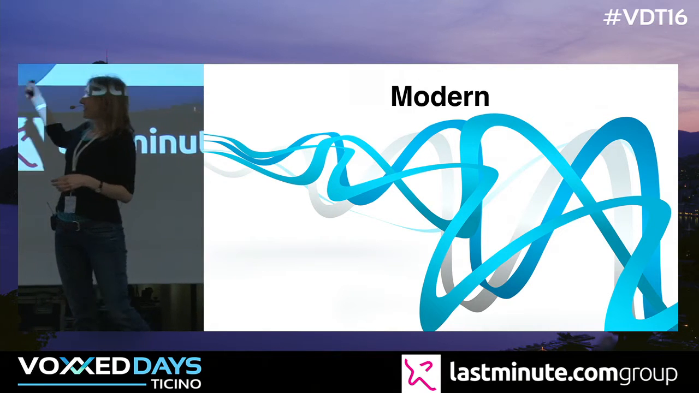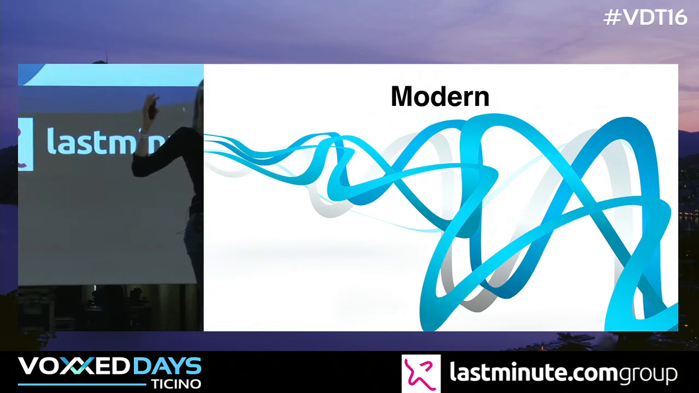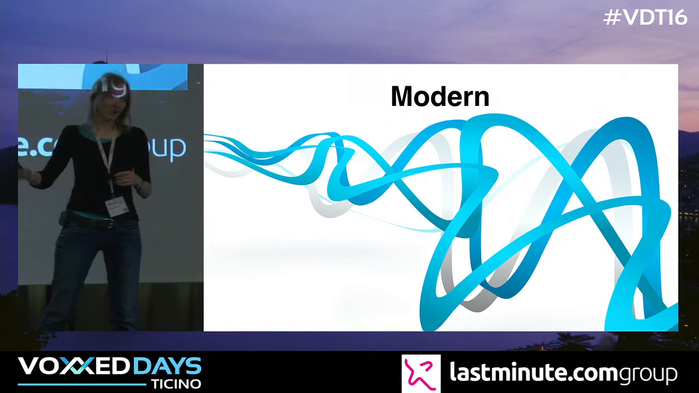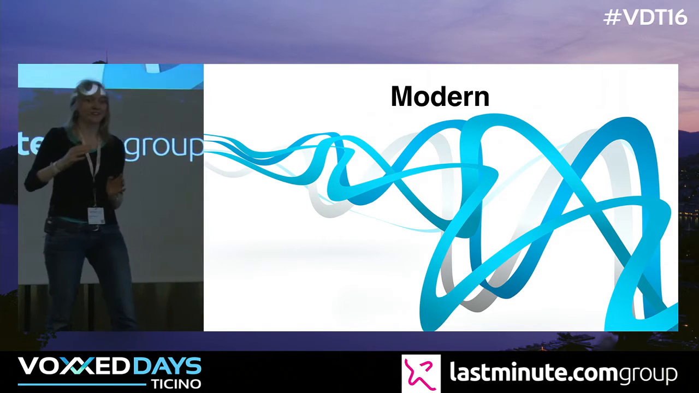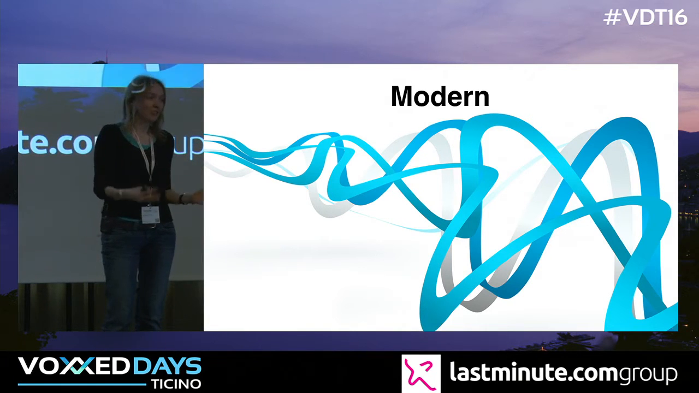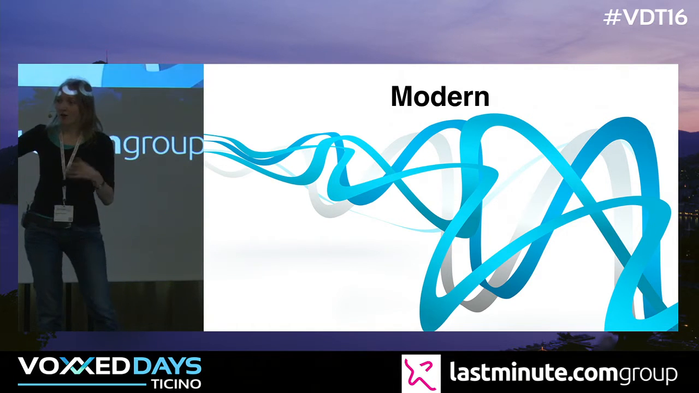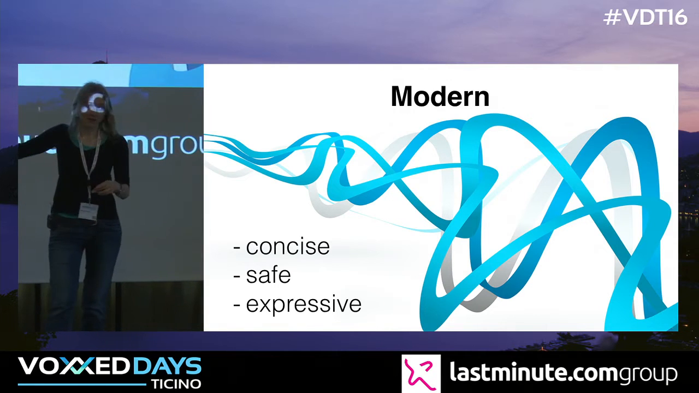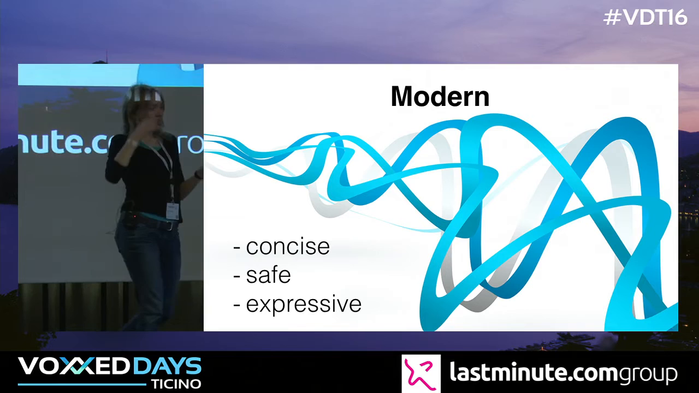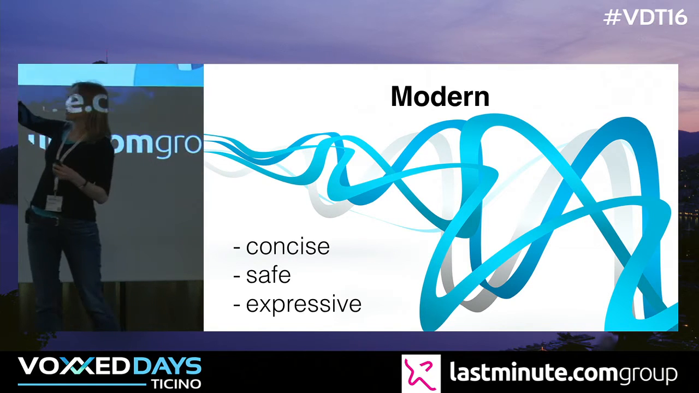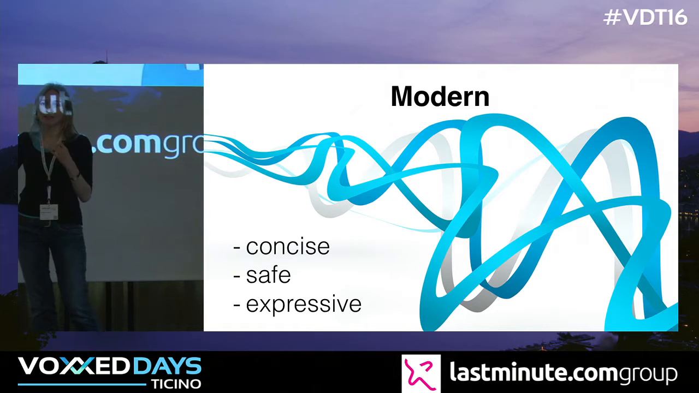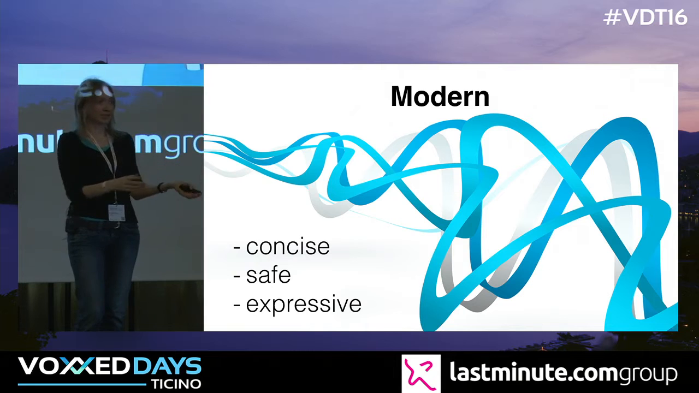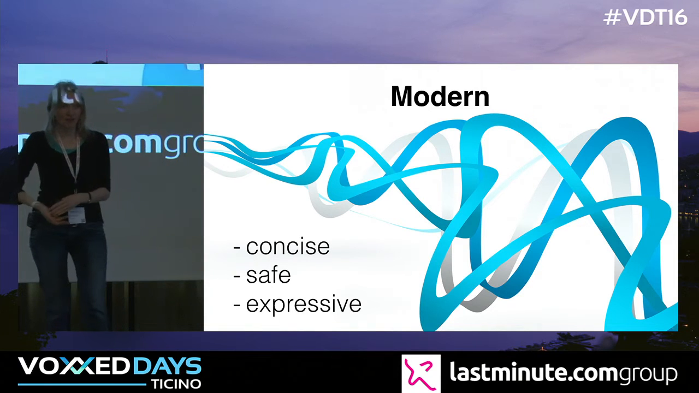So in the rest of my talk, I will cover this, being a modern language. And it's not specifically for Kotlin. Many languages nowadays are modern as well, and they all share the same characteristics: conciseness, safety, and expressiveness. And another thing is that we do not just describe Kotlin as having these characteristics; we look at it in comparison with Java. So Kotlin is more concise than Java, safer than Java, and more expressive than Java.